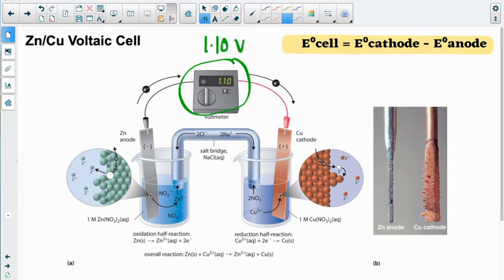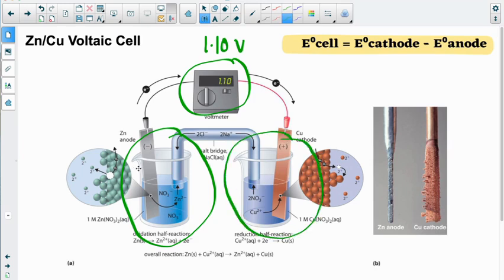Now, this is not a physics course, so we're not going to go into details of that, but whenever you have voltage, it's also known as potential difference. That is the difference between the voltage in this half cell and that half cell.